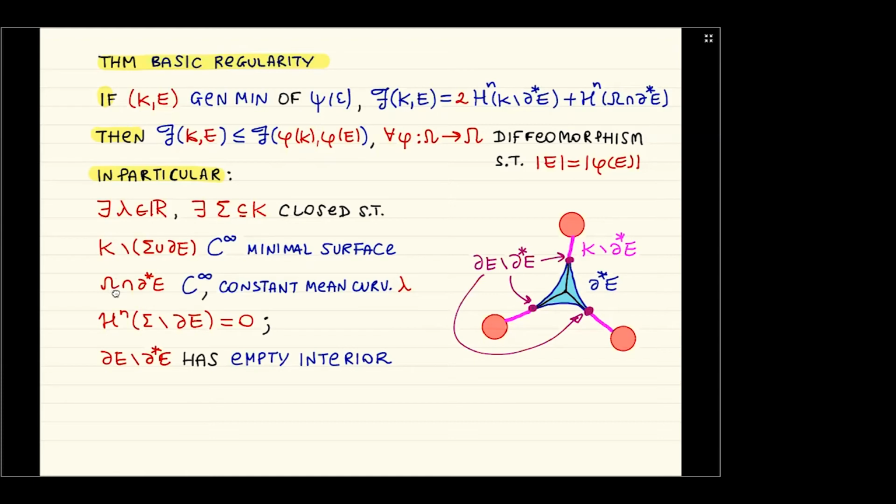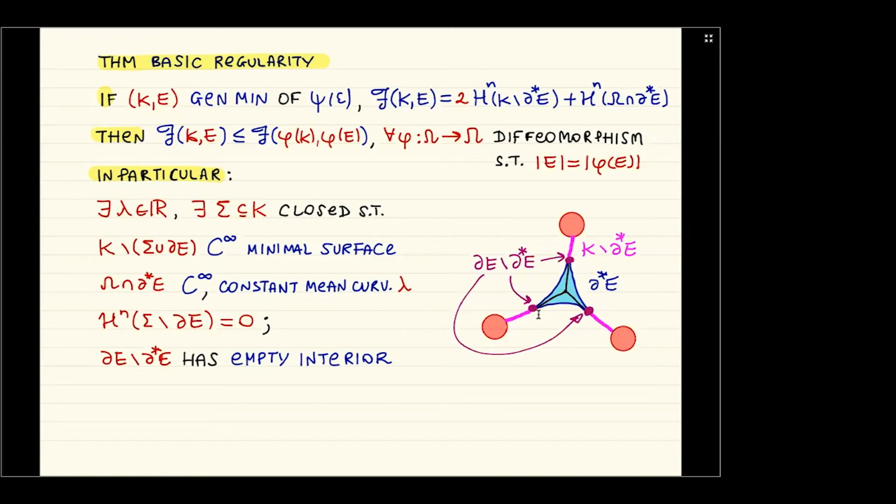Then there will be a regular part inside of the boundary of E, denoted with this little star. For the specialist, this is the reduced boundary of E as a set of finite perimeter, which will be a constant mean curvature surface. So this blue part here will have constant mean curvature. So in this problem, you have a transition from 0 to constant mean curvature.